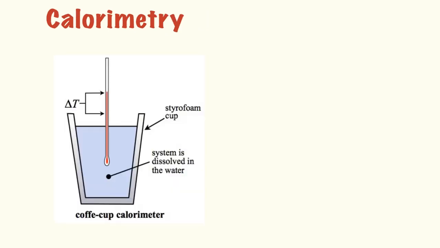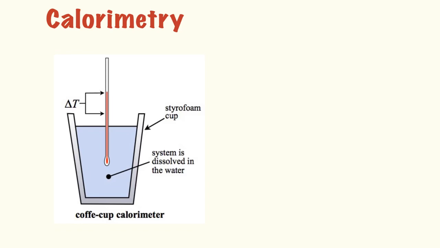So one way we do it is do this. Let's say I'm going to dissolve something in here. If I know how much heat is in the water, in other words I measure its temperature, then I add the chemical to it and then I see this temperature change, I can deduce or infer what's going on.